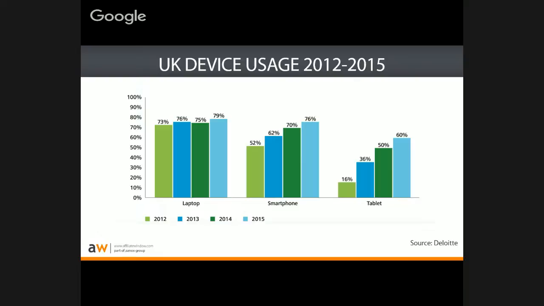Not only is smartphone and tablet usage growing, but the use of these three devices in conjunction to make online purchases is growing massively. Because of that, it's made the development of cross-device tracking one of the most important and key things for us to do this year.